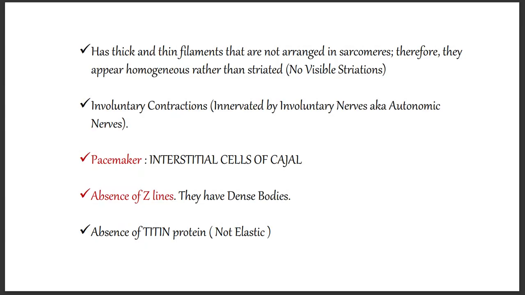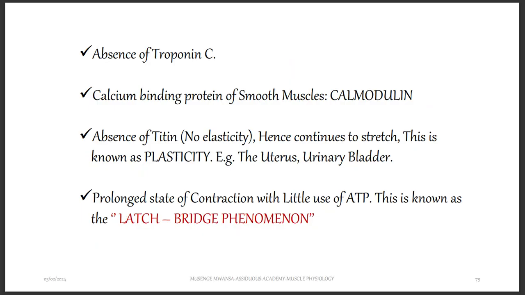Smooth muscles also have pacemakers, which are known as interstitial cells of Cajal. They don't have Z discs, as we've said. They also don't have titin, meaning that they are not elastic. They don't have troponin C, so the calcium-binding protein is calmodulin, because it replaces troponin C.